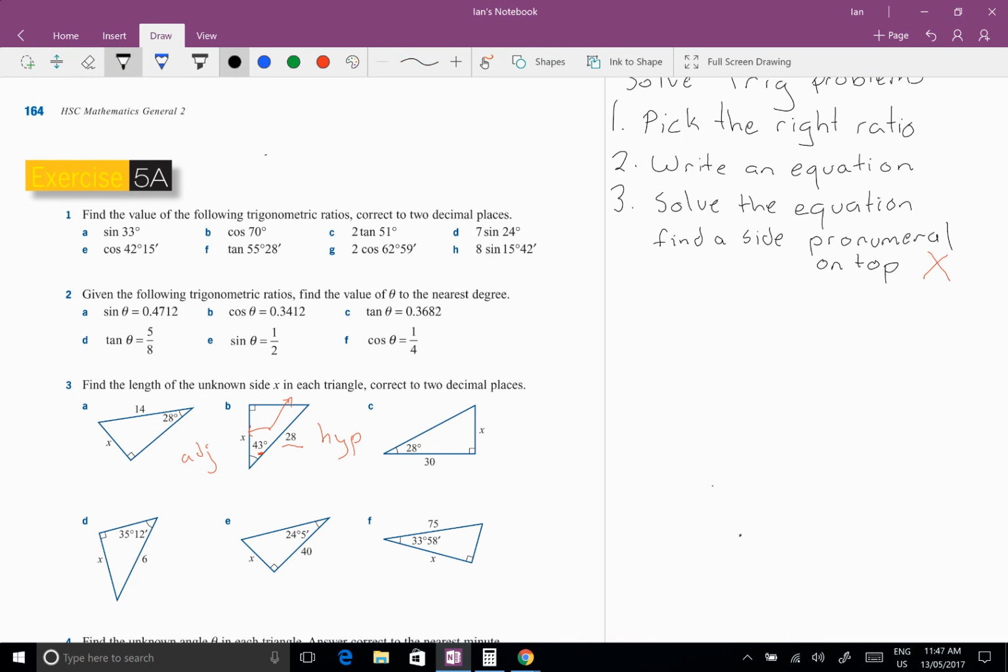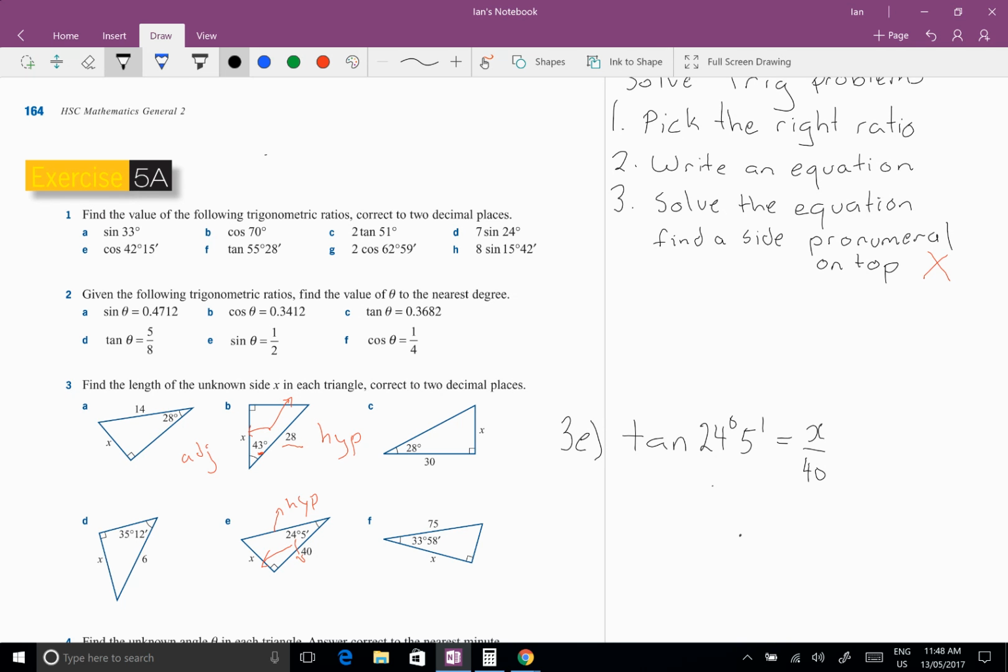And I'll do 3E. So again, follow the steps. Firstly, pick the right ratio. Well, I've got the angle. I don't have this side, and that's the hypotenuse. So I can't use anything that has hypotenuse in it. I've got this side, which is beside the angle or adjacent, and I need to find that side, which is opposite. So I look at my formula sheet and I go tan. Tan 24 degrees, and this is a bit harder because they've put minutes in there. I need to know how to do that in my calculator. Equals opposite, well, that's the x, over 40.